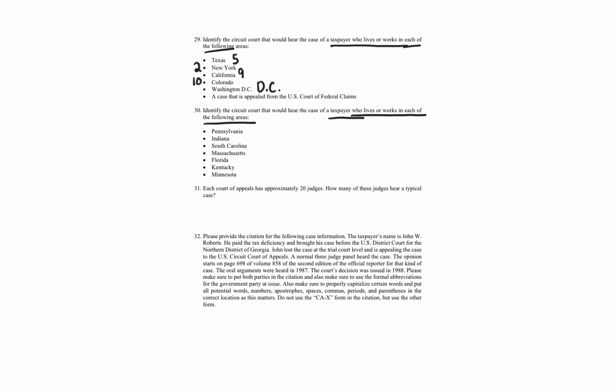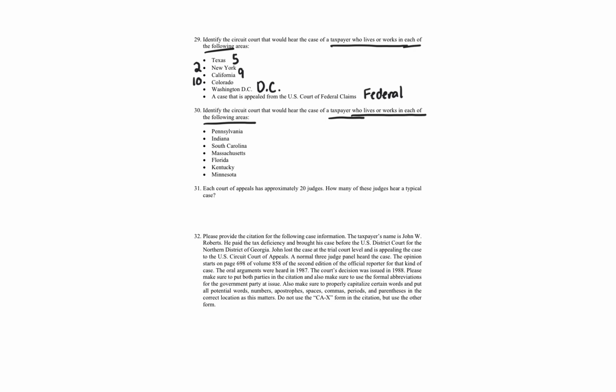The last one is a case that is appealed from the U.S. Court of Federal Claims. That's going to be the Federal Circuit. Again, the D.C. Circuit and the Federal Circuit are not the same thing. The D.C. Circuit is a geographic one where people and companies located in Washington, D.C., appeal to that. The Federal Circuit is where the U.S. Court of Federal Claims appeals up to. That's the only one that appeals up to the Federal Circuit. So just keep that in mind.